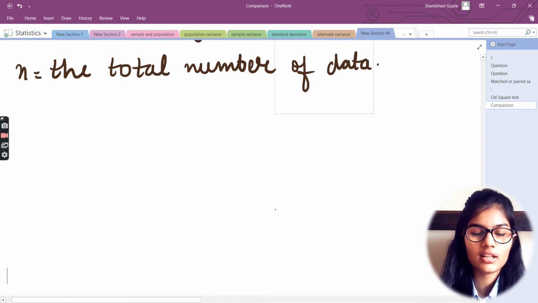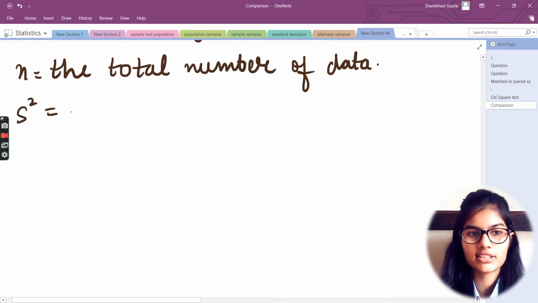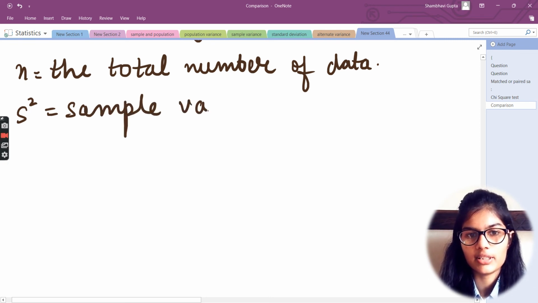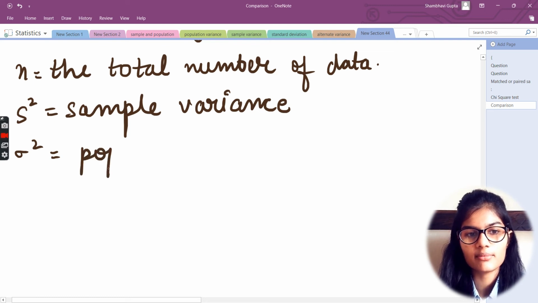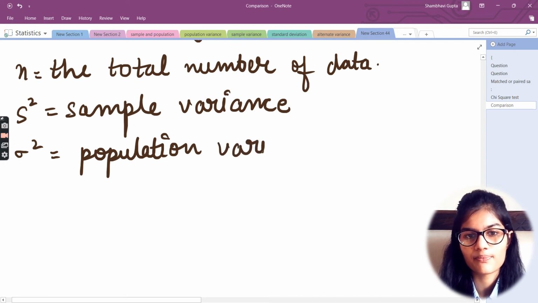Now coming to the new line, here I have the s square. So what is that s square? So it's the sample variance. So it's the sample variance, right? And next I'm having the third one, that's the sigma square. So that sigma square is the population variance.